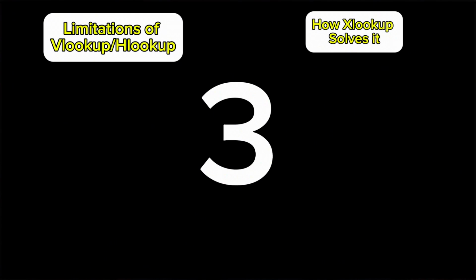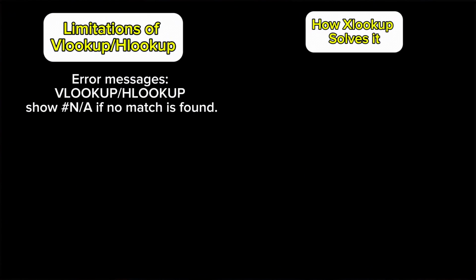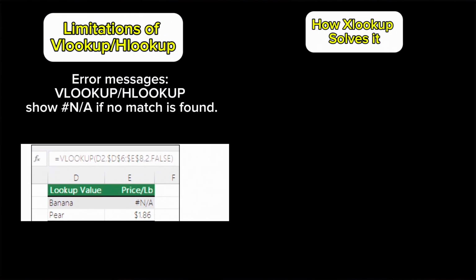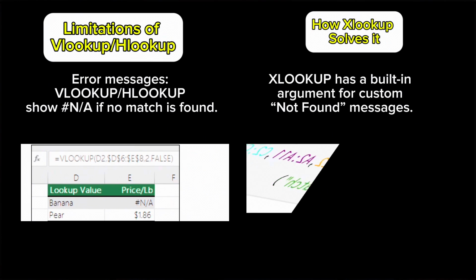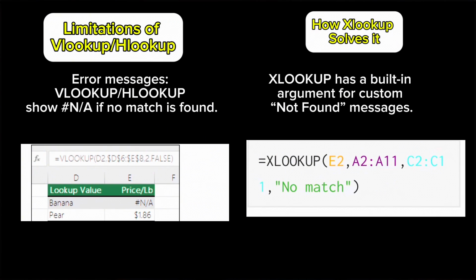Now comes the third point. With VLOOKUP and HLOOKUP, if no match is found, then by default the formula will throw an error unless you use an extra function like IFERROR to handle that error. But XLOOKUP has a built-in argument, the fourth one, called missing value. So you can directly write the message you want to show in case the match is not found.